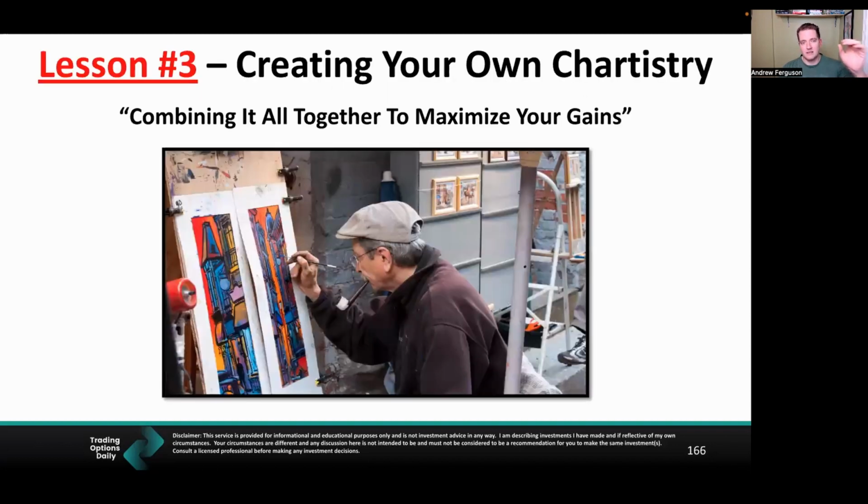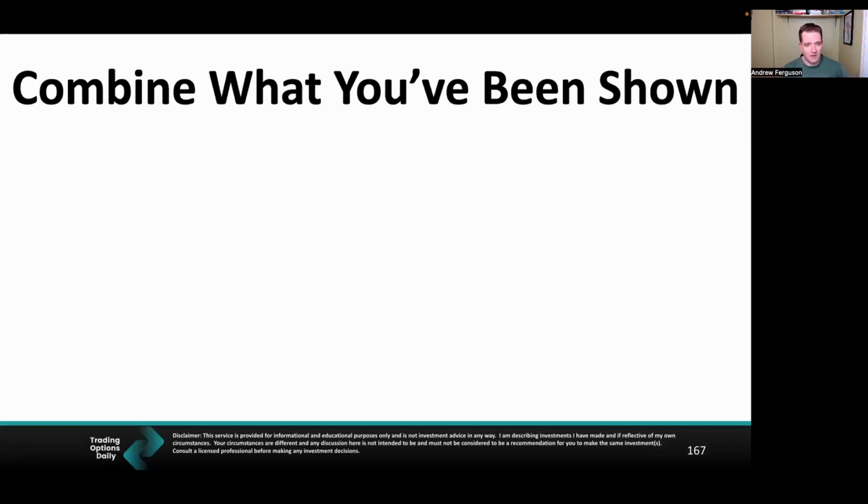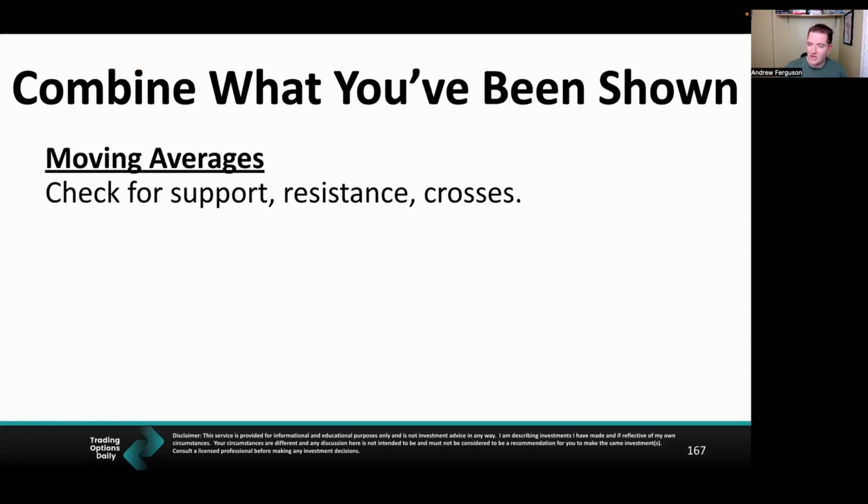Now, lesson number 3, we're going to put it all together. We're going to maximize some gains, hopefully, and we're going to combine what you've been shown. So we know moving averages now. We're going to look at our charts in the morning or wherever we're going to trade. We want to check for support. We want to check for resistance levels. We want to see the golden or death cross. We want to stay away from the death cross. We want to go ahead.